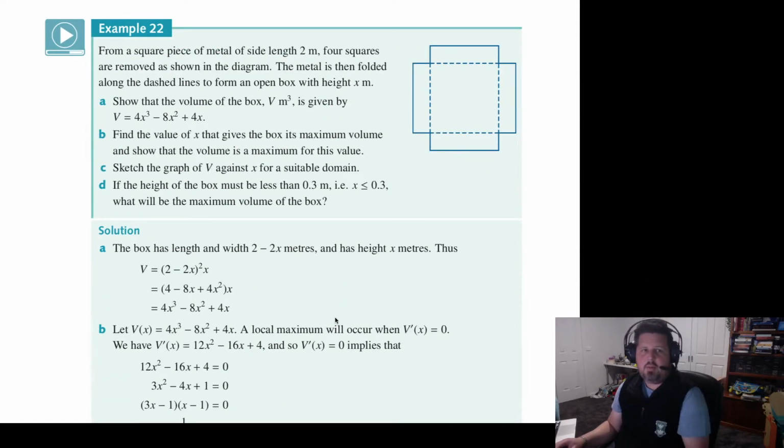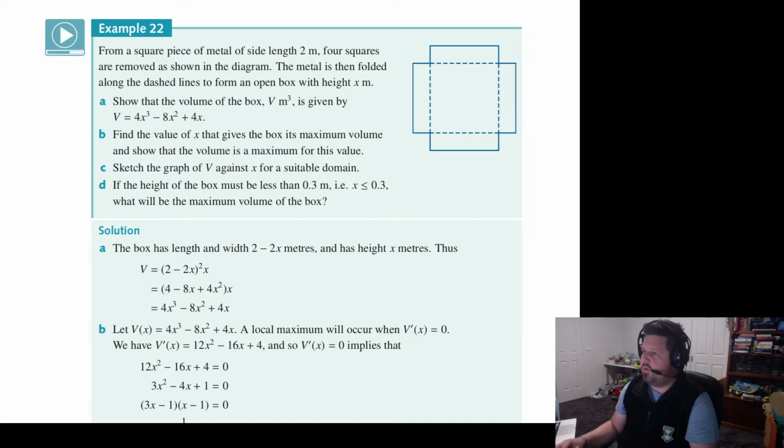So you can be asked to apply this in different scenarios. We've got the classic square piece of paper, or oh no, it's metal in this case, and it's got a side length of 2 meters. It's a square. They're saying, if you cut out 4 little squares on the side, you could fold it up and make a little box. And so then it would have a height of x. So each one of these bits here is an x.